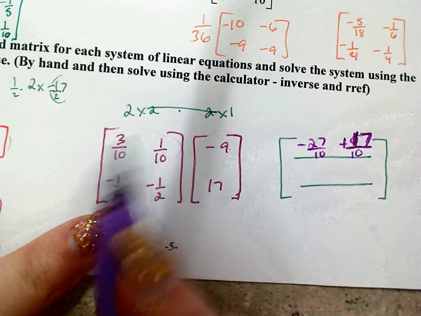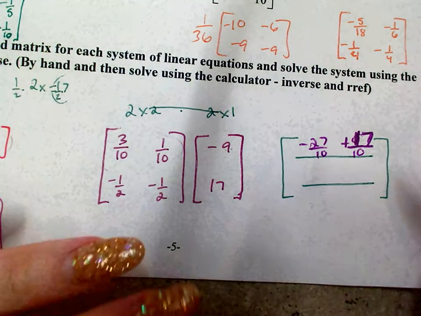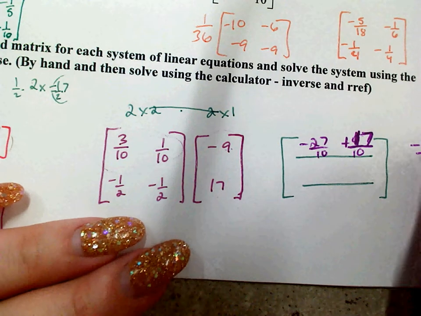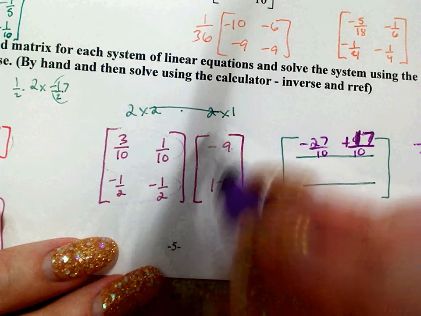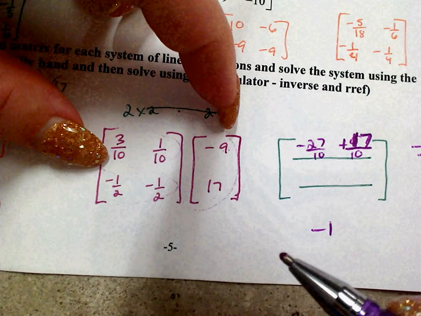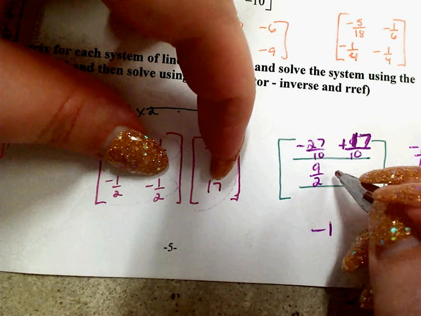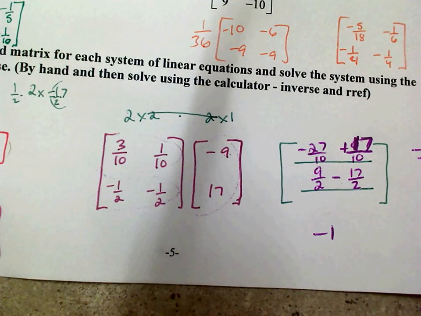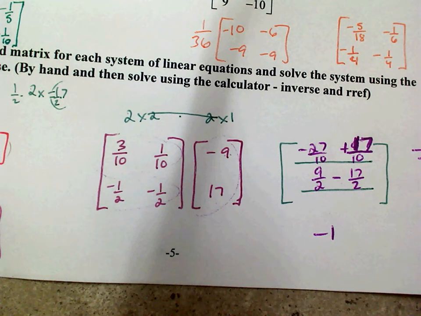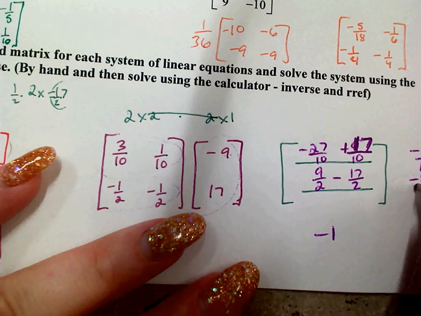Okay, row by column. This plus this. That actually adds up to negative 10/10, and that is negative 1. And then row by column. Negative 1/2 times negative 9 is a positive 9/2. And then minus 17/2. 9 minus 17 is, let's see, 17 minus 9 is 8. Oh my gosh, it took forever. Negative 8/2, so that's a negative 4.